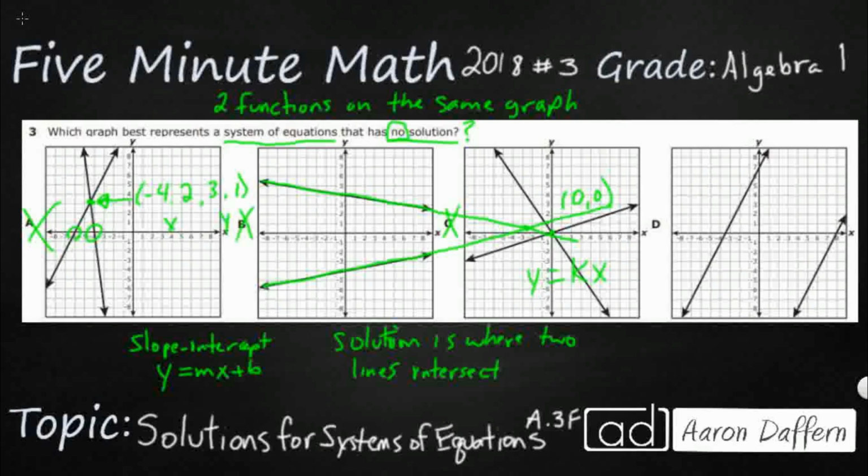The one that's got no solution is going to be D. Let's take a look. Same distance apart. So visually, it's really easy to see. When you have parallel lines, you have no solution. So our answer is D.